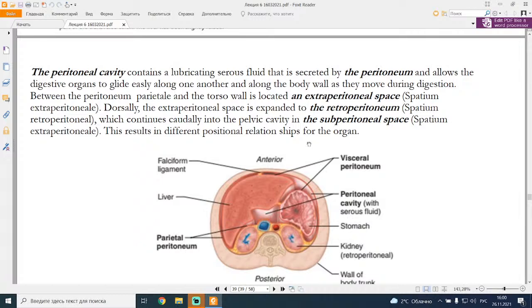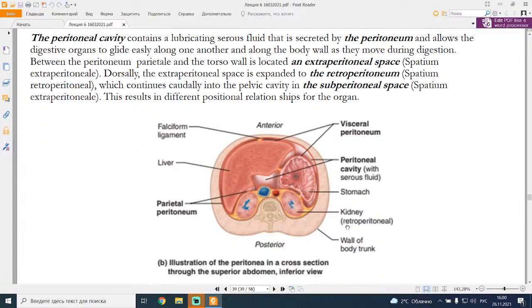Dorsally, the extraperitoneal space is expanded to the retroperitoneum, spatium retroperitoneale, which continues caudally into the pelvic cavity in the subperitoneal space, spatium extraperitoneale. This results in different positional relationships to the organs.